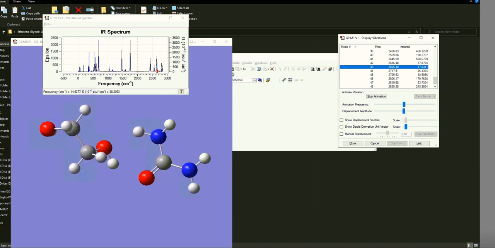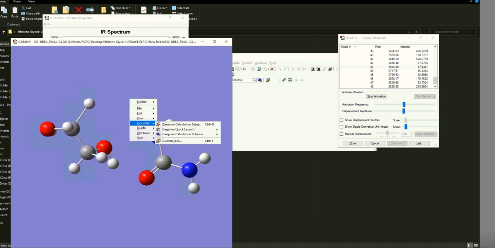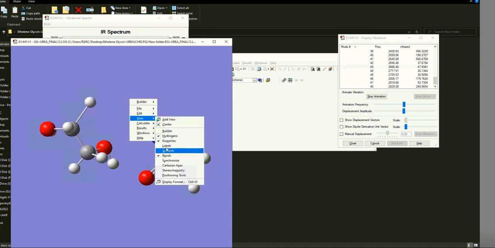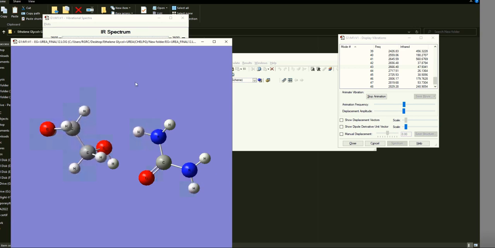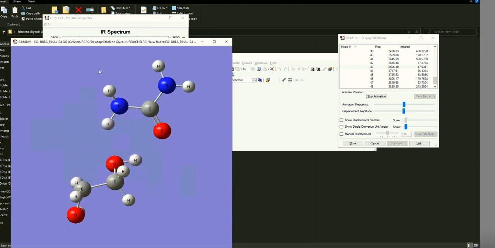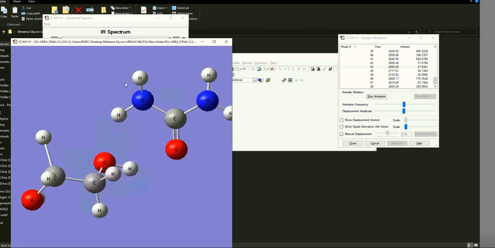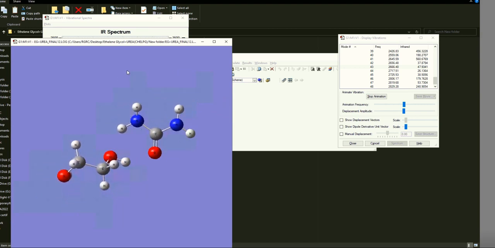So here, if I show you that, wait a second. View symbols. Okay, the left molecule is ethylene glycol, and the right molecule is urea. I have combined these two molecules. Firstly, I drew them, and then I optimized the molecules.